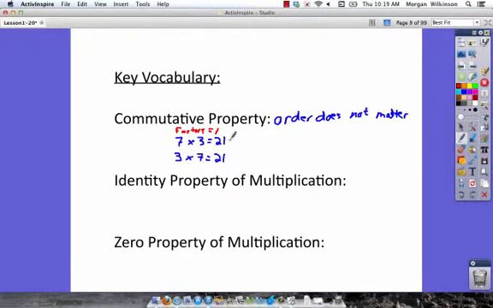We've got the product here is 21. And the product is the answer to any multiplication problem. We'll just scribble that piece out. Okay, so 3 would be a factor, 7 is a factor, 21 is a factor.